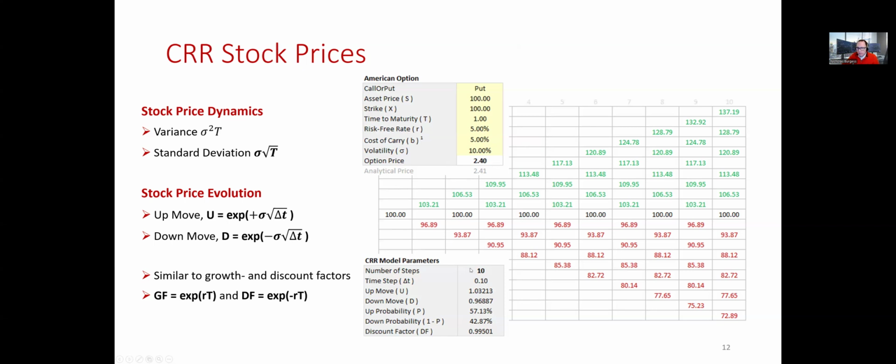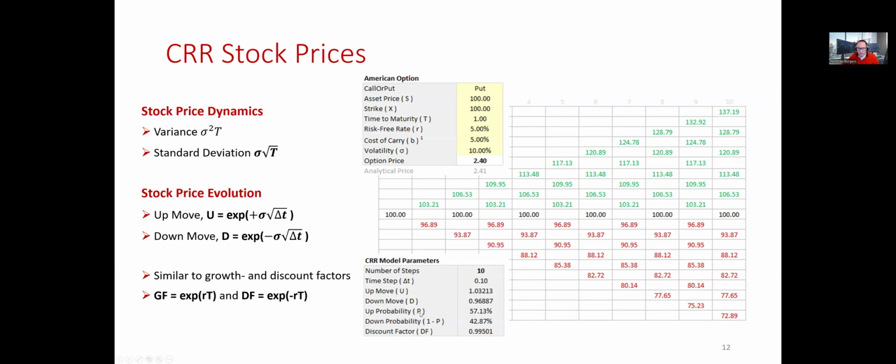Now, the number of steps I've used here is 10. So the time step is 1 year divided by 10, which is 0.1. Up move, if we compute the exponential of sigma root t, we get 1.03. So it grows by 3% each period. And a down move reduces by a similar amount, so the next move is going to be 96% of the current value, and the up move is going to be 103% of the current value.